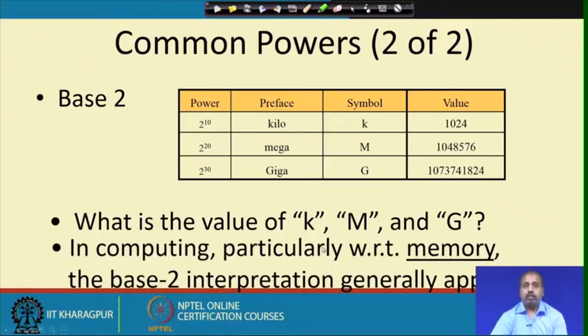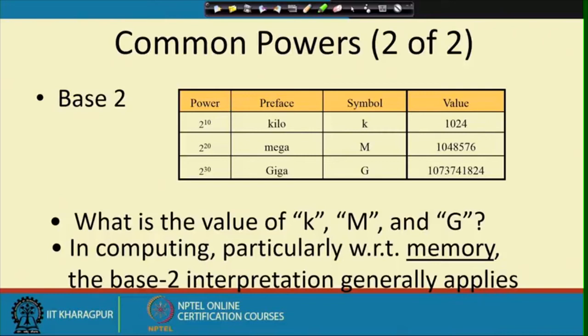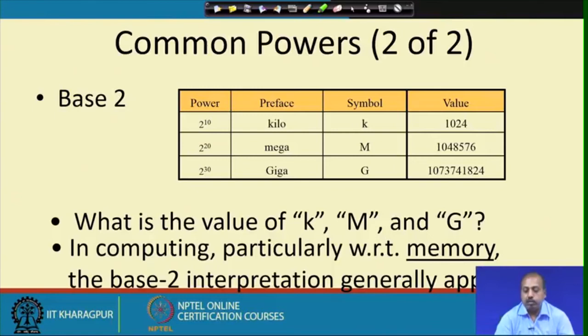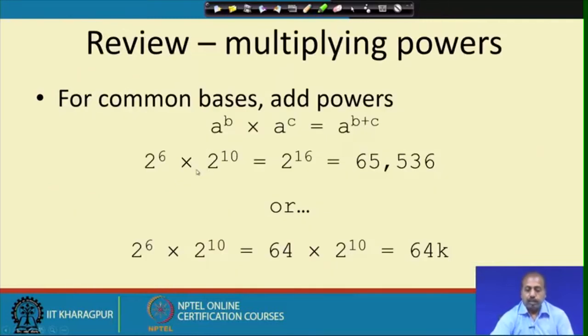In computing, particularly with respect to memory, we will be using base 2 interpretation. In the decimal number system, kilo means 1000, but in the binary number system, kilo is 1024. In computer systems or digital processors, whenever we are talking about memory, we will be talking about kilo as 1024, and then mega is 1048576, that is 2 power 20, then 2 power 30, like that. They are not the powers of 10. Okay.